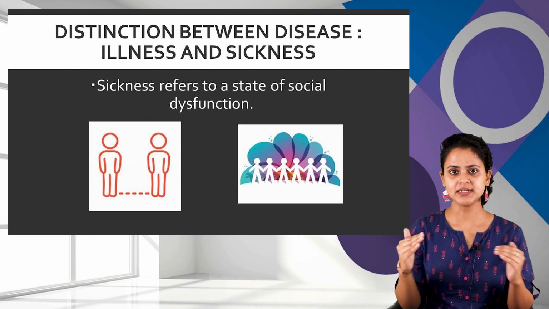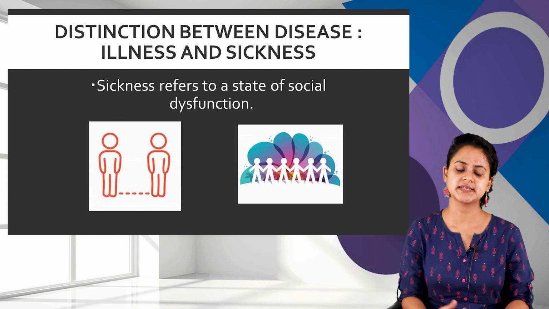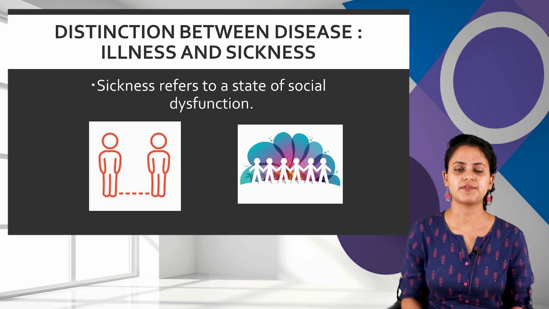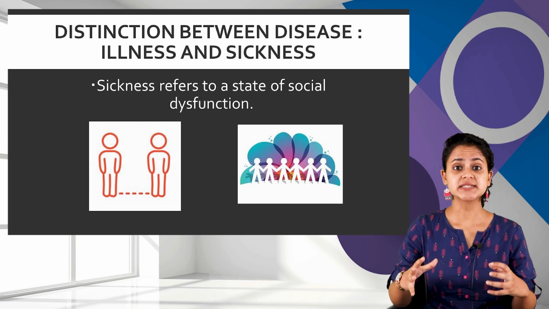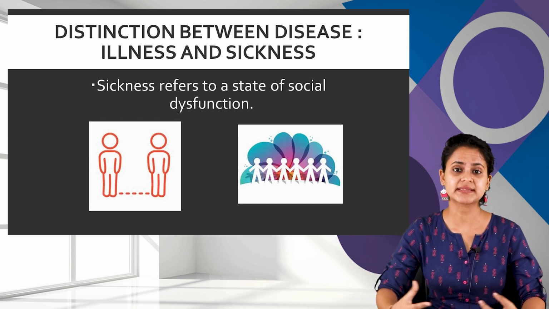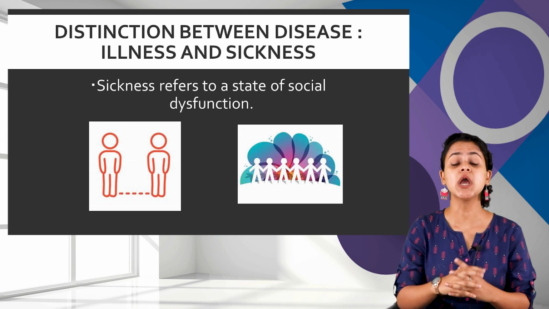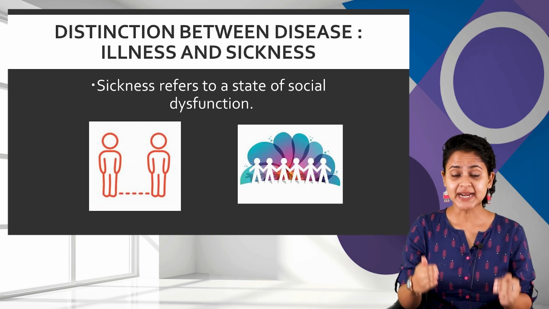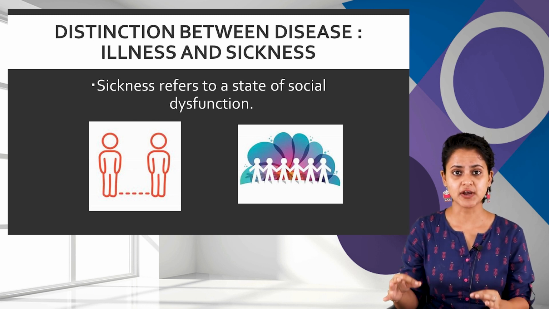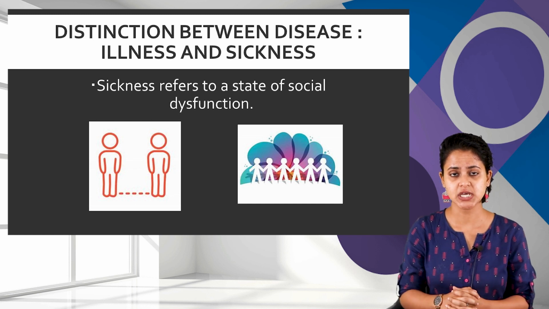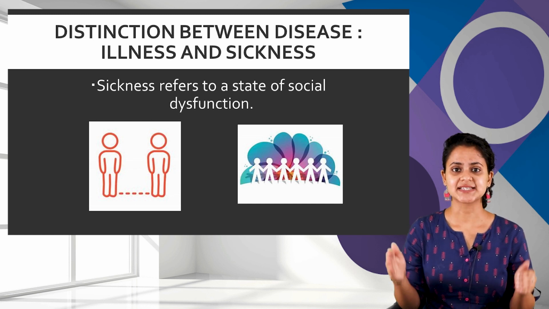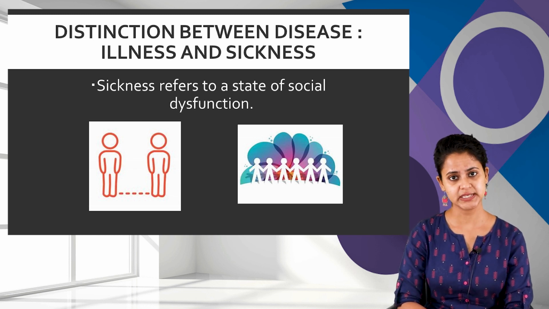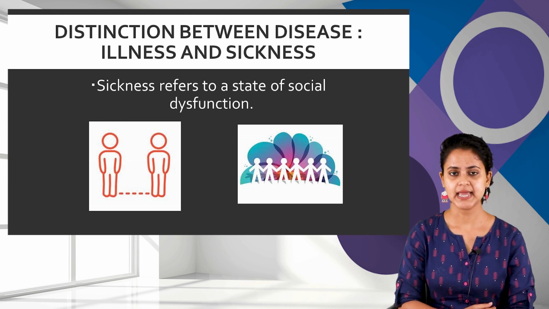Now, the third term, sickness, basically refers to a state of social dysfunction. Sickness is when a person is not able to cope with their society. They are not able to function optimally socially. When social dysfunction is occurring due to the disease process, we term this condition as sickness. So I guess now you understood the difference between disease, illness, and sickness.